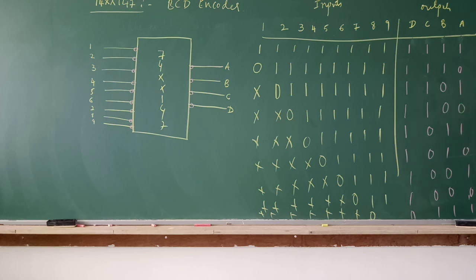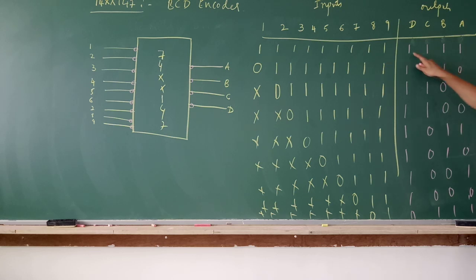If Y9 is active, this is 8. If Y9 is active, what do we get? If Y9 is active, please write that. It should be encoded as 1001, but here we get it as, this is 9. Correct? Because the outputs are active low.